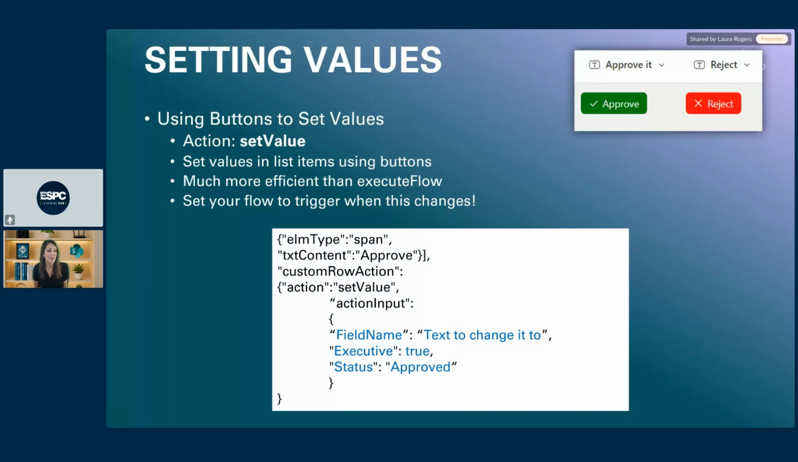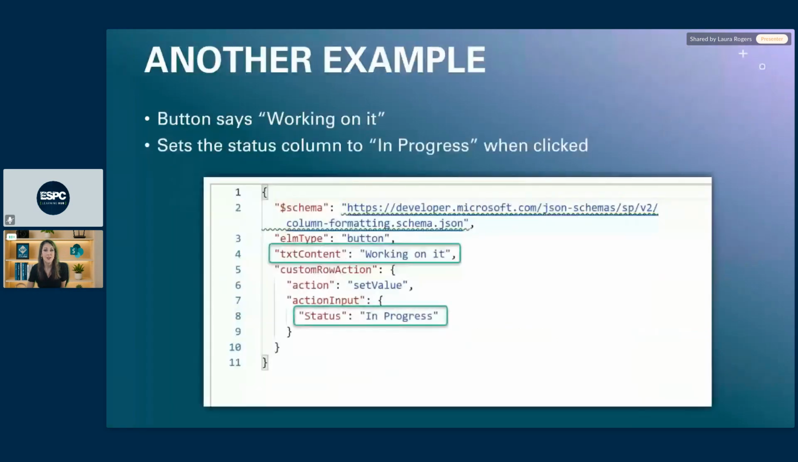So that's where you have the ability to do that by just setting all. You could just have one field value, but you can have several if you'd like. Here's another example. The button says "working on it," and when you click it, it sets the status column to in progress. So here's the TXT, the content where it just says "working on it," and then the action input just has that one action that it's doing, where it sets the status to in progress.